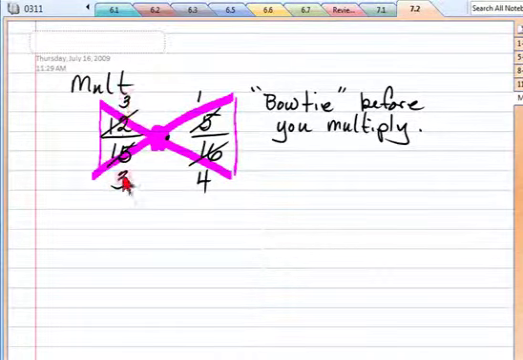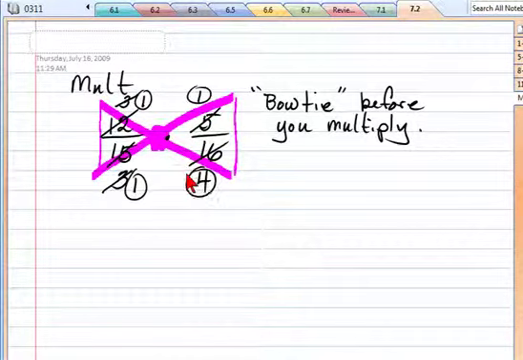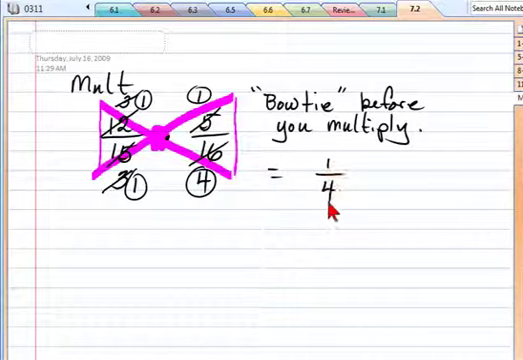The 3's, and sometimes the vertical is overlooked. 3 goes into itself once. 3 goes into itself once. Multiply the leftovers, and sometimes it's hard to even see the leftovers. What would you get? You would get 1/4. Is that okay? All right.